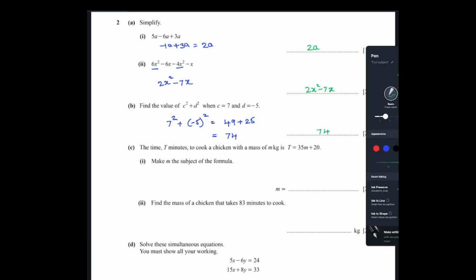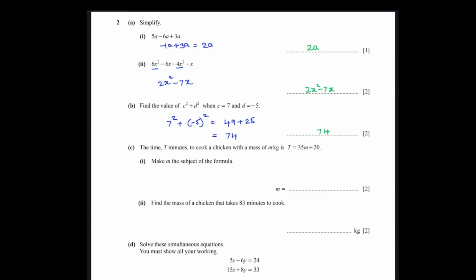Question number C. The time T minutes to cook a chicken with a mass of m kg is T is equal to 35m plus 20. This is the equation given. Make m the subject of the formula. So write down the equation first. T is equal to 35m plus 20.